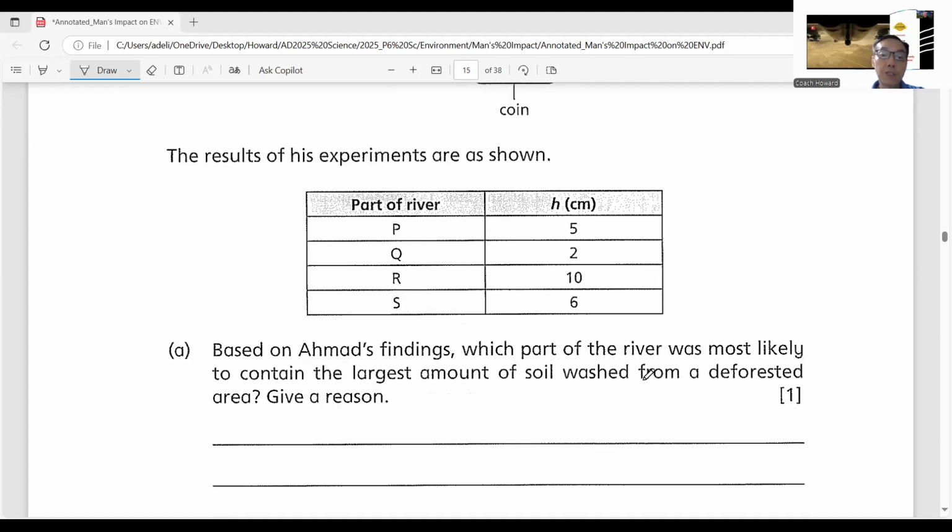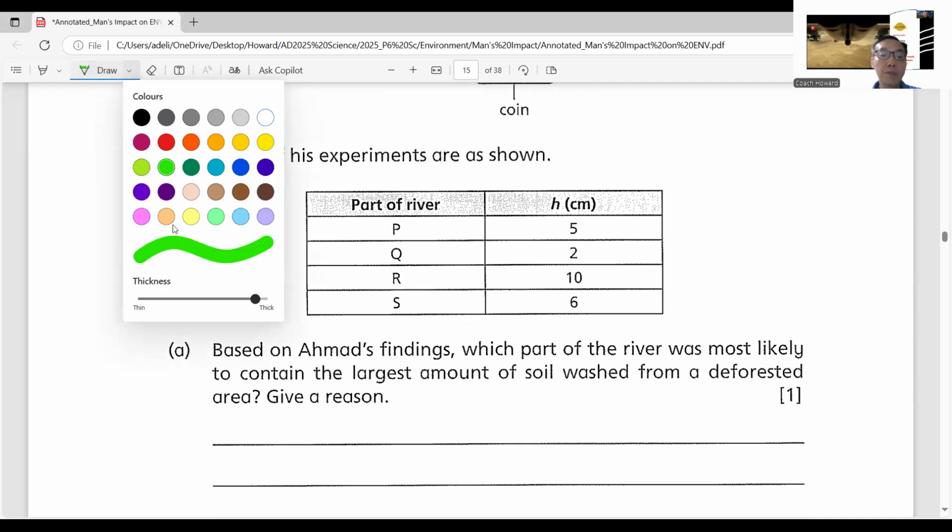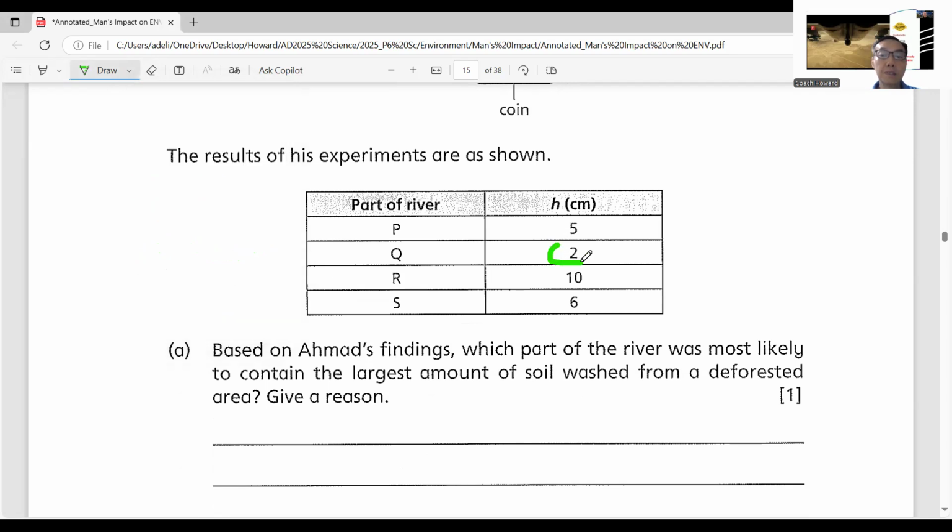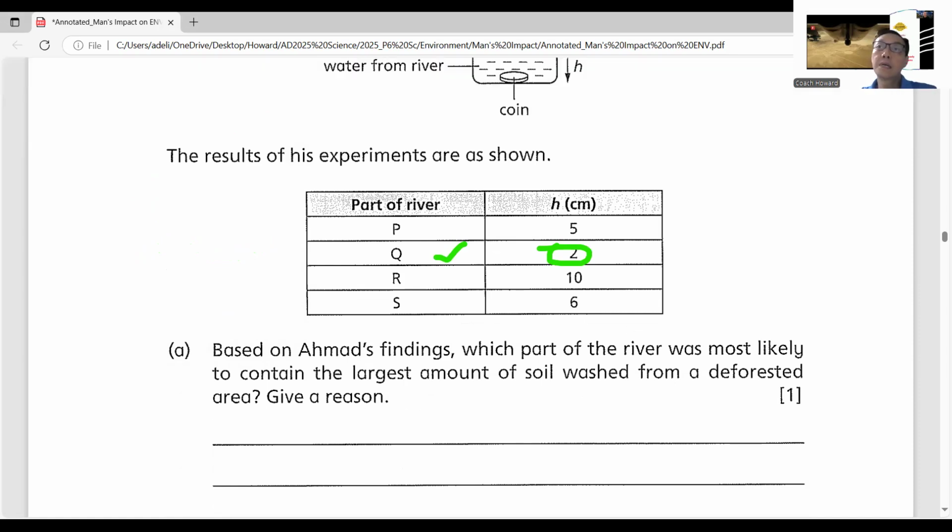Okay, so now they ask you, based on Ahmad's finding, which part of the river was most likely to contain the largest amount of soil, which was washed from a deforested area? So as I told you, you can circle this, and that corresponds to Q. And then you need to give a reason. So you say that part Q of the river, since the least amount of light would travel through the water sample collected from Q, it contains the most soil particles.